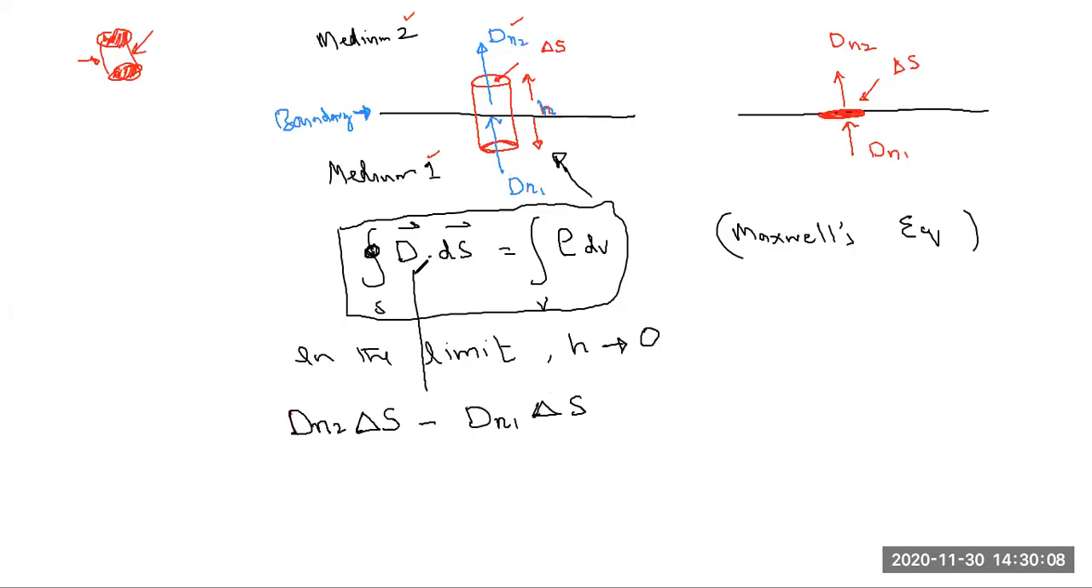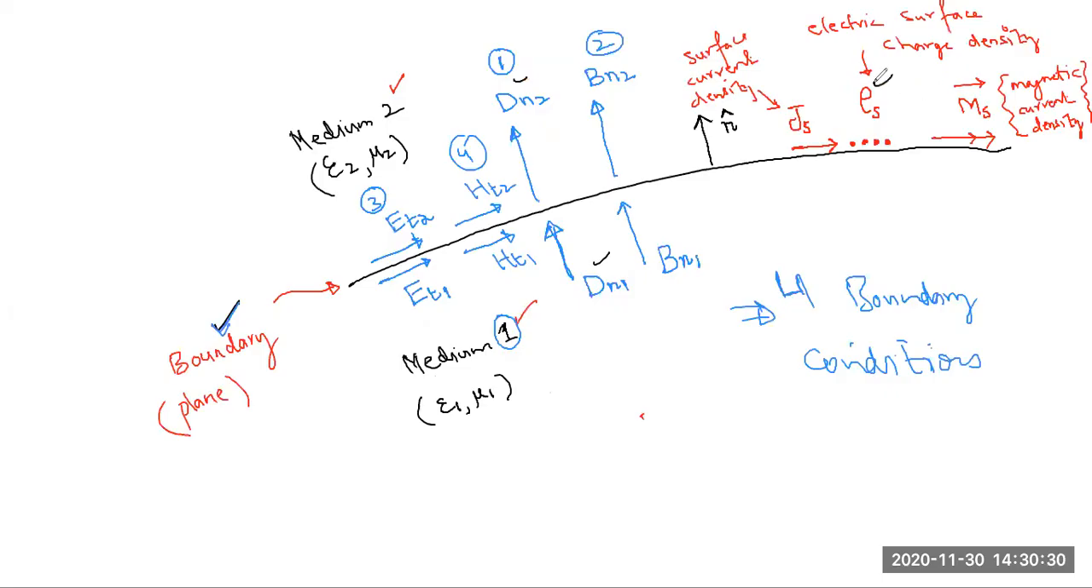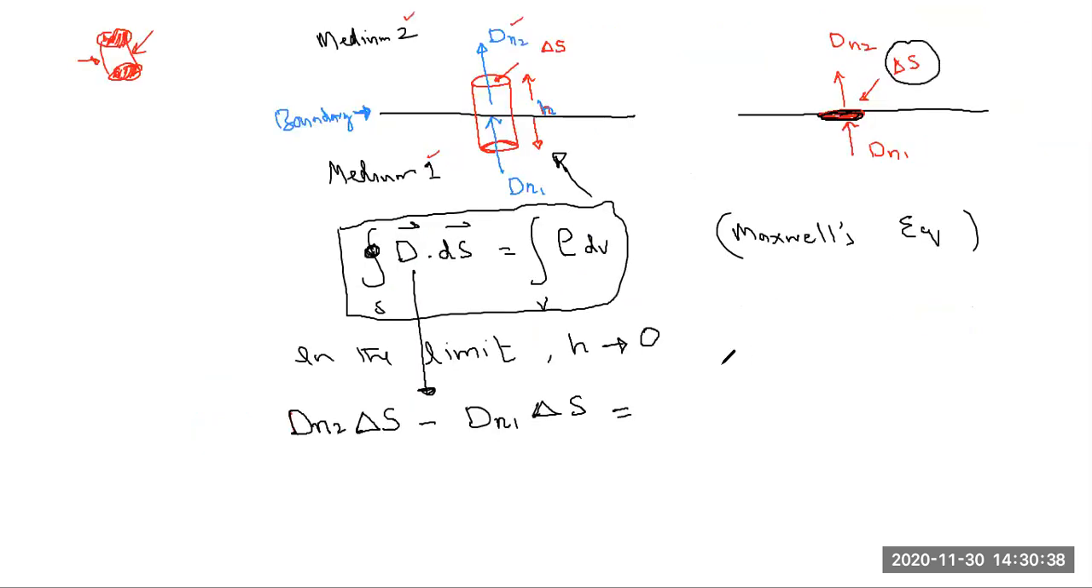So the left hand side will become like this, and it must be equal to the right hand side. And what is the right hand side? The charge enclosed by this surface. How much is the charge density? Rho s. This is the number of charges per unit area, and the area that we are considering is this much. So how much charge will be enclosed in this portion? It must be equal to rho s delta s. So this delta s cancels out, and we end up with dn2 minus dn1 equal to rho s.